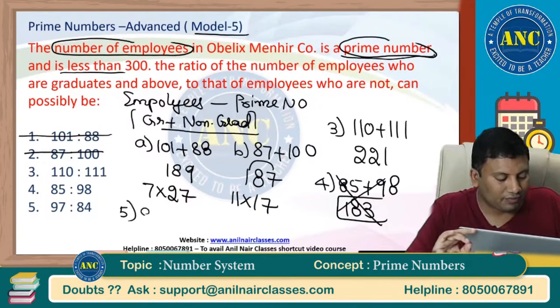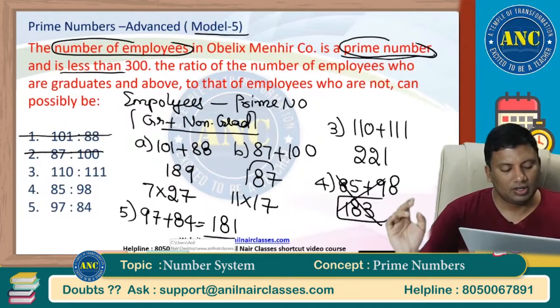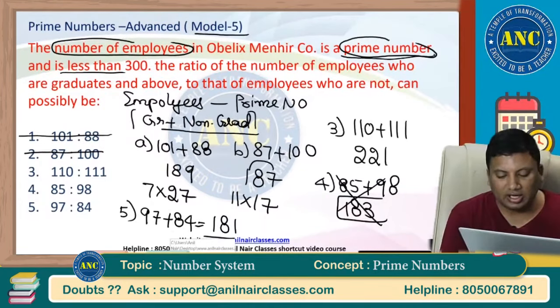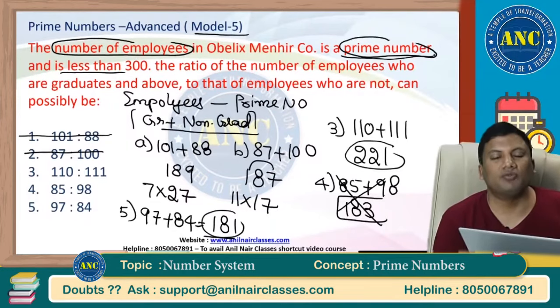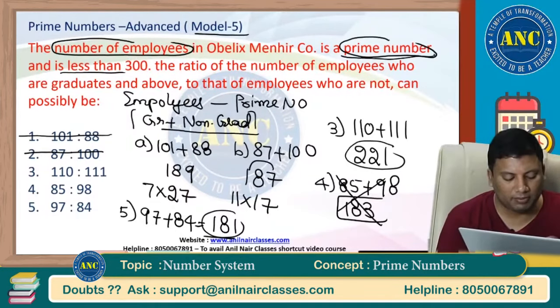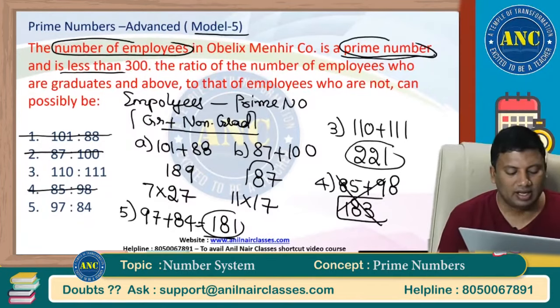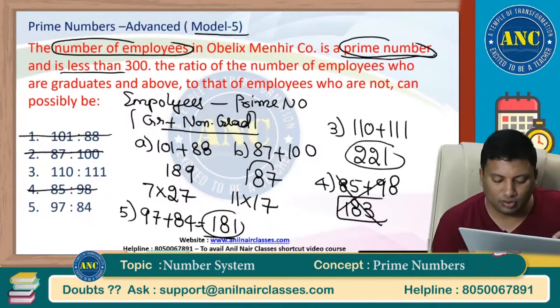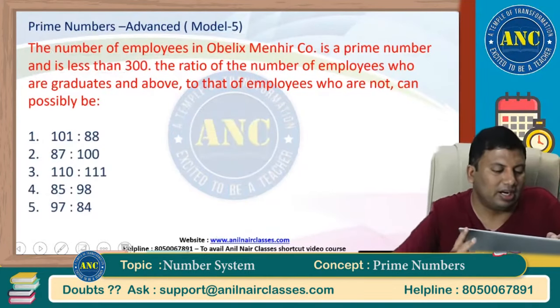Fifth one: 97 plus 84, which is nothing but 181. So we are stuck in two numbers, 181 and 221. Which of the following is a prime number? Now, how to check whether a number is a prime number or not? For smaller values we will do it one by one. So, three options we eliminated just like that. So, let us do 221 and 181. Now, please write down the logic.